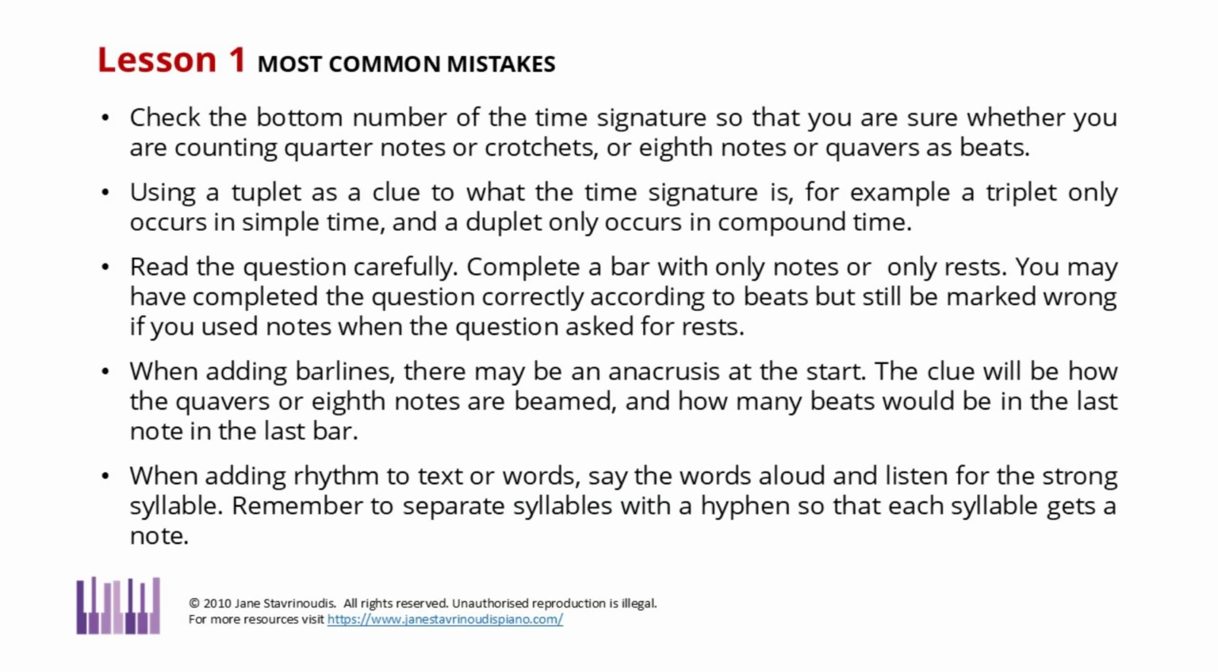Here are the most common mistakes students make. Check the bottom number of the time signature so that you are sure whether you are counting quarter notes or crotchets or eighth notes or quavers as beats. Forgetting that you use a tuplet as a clue to what the time signature is. For example, a triplet only occurs in simple time and a duplet only occurs in compound time.